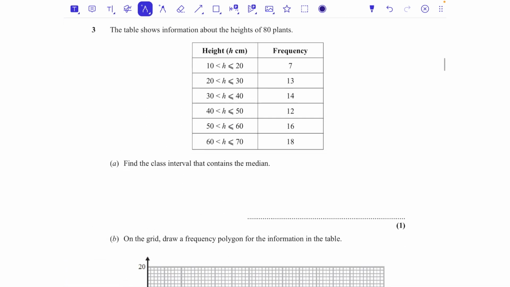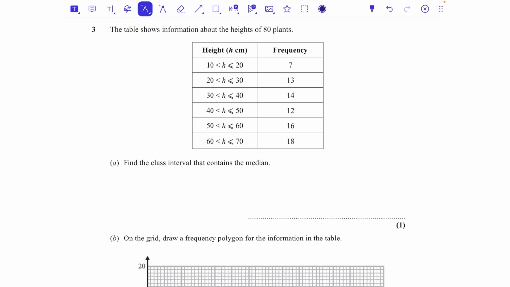Question number 3, the table shows information about the heights of 80 plants. Find the class interval that contains the median. So the median is the middle value. There are 80 plants here. So with 80, we would add 1 and divide by 2, which is 40.5. What that does when you add 1 to the number of pieces of data and divide by 2, it tells you the position of the middle piece of data.